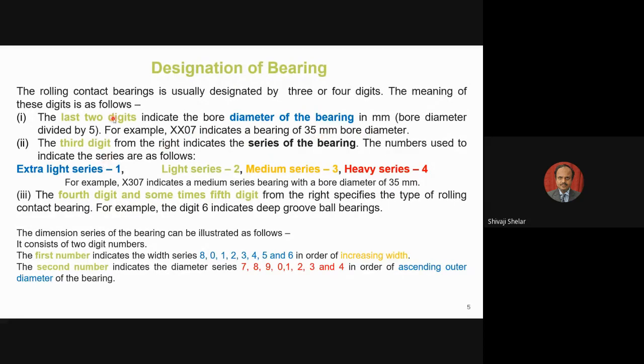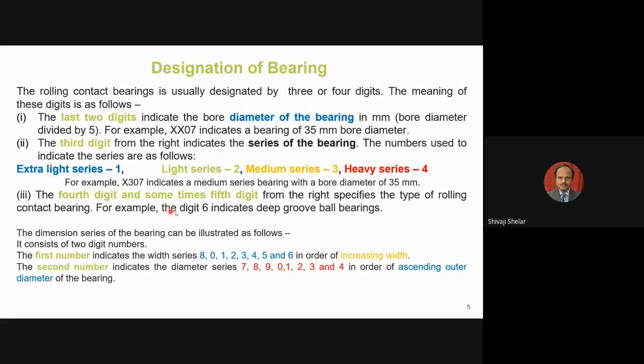Then the third digit in the bearing designation indicates the series of the bearing. The series indicates the working nature of that bearing, whether it is light series, medium duty, or heavy duty. For extra light series, 1 is used; light series, 2 is used; medium series, 3 is used; and heavy duty series, 4 is used. So this third digit may be 1, 2, 3 depending upon the application.